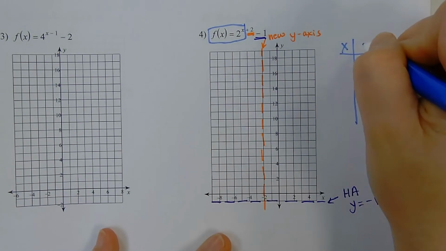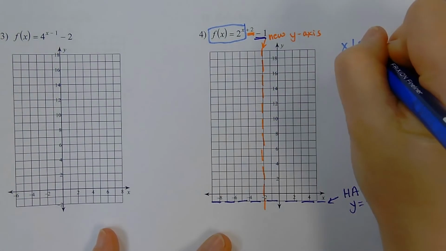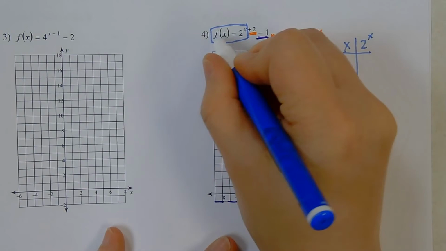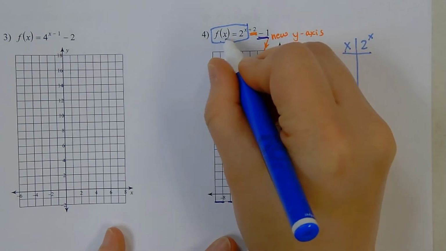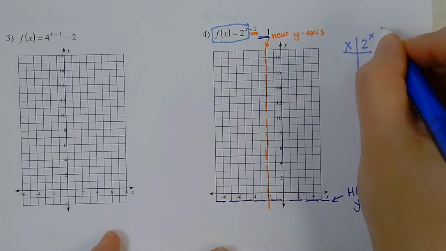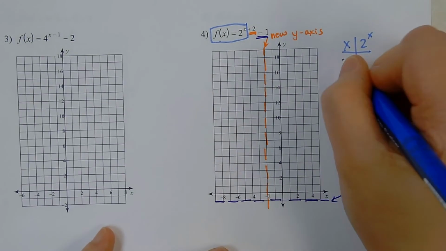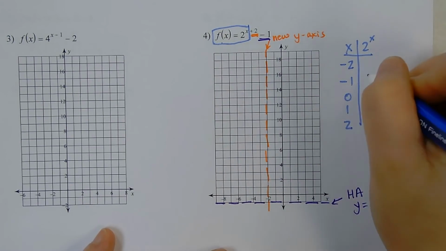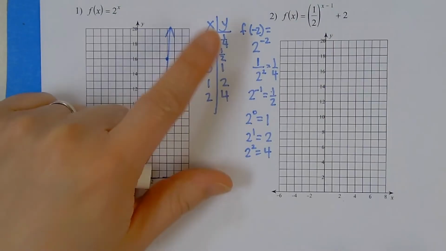So I'll just say 2 to the x power, just so that we don't get confused. If I put f of x here, it's not talking about this f of x, because this f of x has all these transformations going on, right? So I'll just say 2 to the x power. And we've already done this one, remember? So remember we did -2, -1, 0, 1, 2. I'm not going to show the work again because it's right here, right?